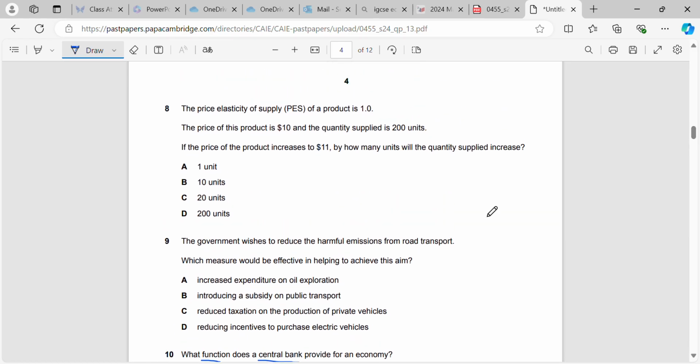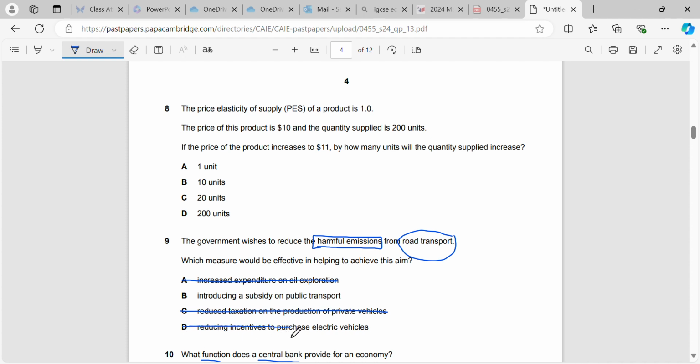Okay, question 9. The government wishes to reduce the harmful emissions from road transport. What measures would be effective in helping to achieve this aim? So if they increase expenditure on oil exploration, that's not going to affect road transport at all, is it? Definitely not. If they reduce the tax on the production of private vehicles, okay, what's that going to do? That's going to make more people drive. And if we have more people driving private cars, our harmful emissions are actually going to increase, not decrease.